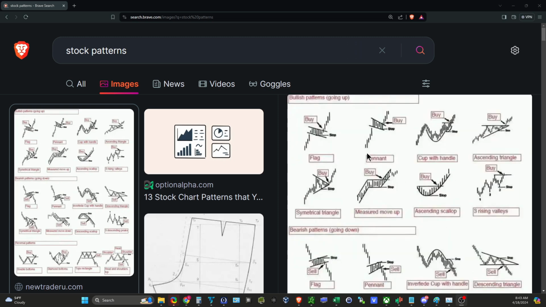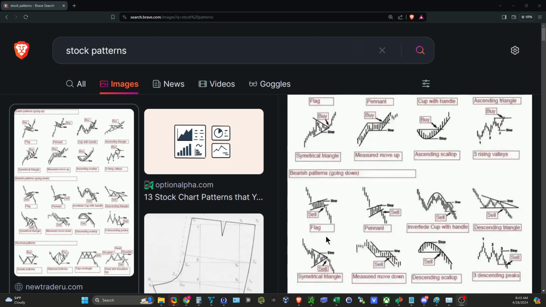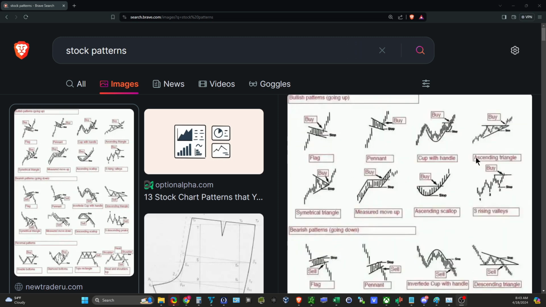Okay, so let's say here, I'm going to go through all these and explain why, if they have a story behind it that makes sense, they'll work, and if they don't, it doesn't make sense. So these are some decent patterns actually.